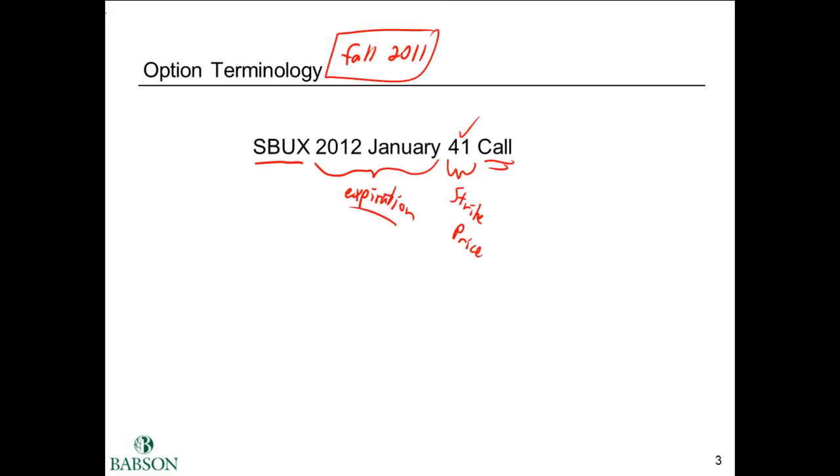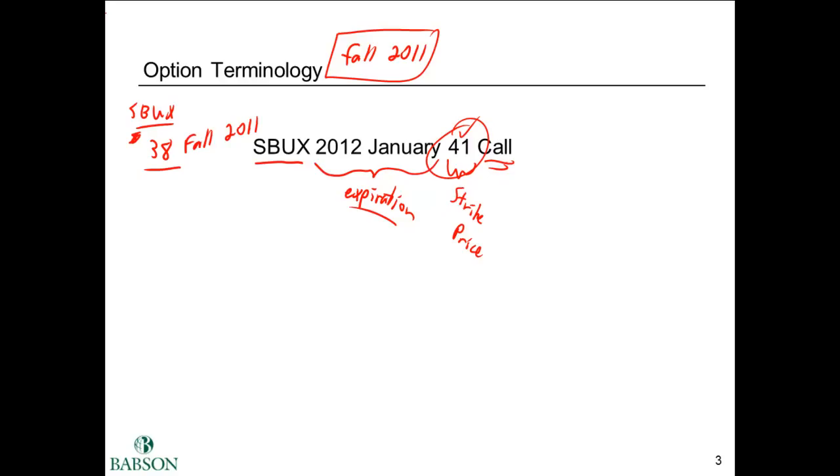So let's think about what this is. Let's say Starbucks is currently trading for $38 in fall 2011. Why would you want the right to buy something at $41 when it's only selling for $38 today? Well, you don't know where it's going to be 3 or 4 months beyond that. And so you want to speculate that Starbucks will rise above $41 on or before January of 2012.